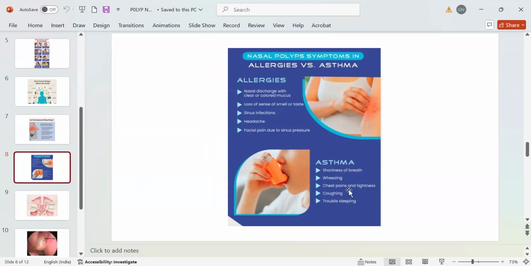A person having asthma will have these things: shortness of breath, wheezing, chest pain, tightening, cough, trouble sleeping. In case of a polyp, apart from these, other symptoms will also be there. So you have to differentiate. If the nose is clear, nothing is seen in the nose, and these symptoms are not there, then it is asthma. Then you will not refer to ENT, you will refer to medicine. Okay, so you have to differentiate.